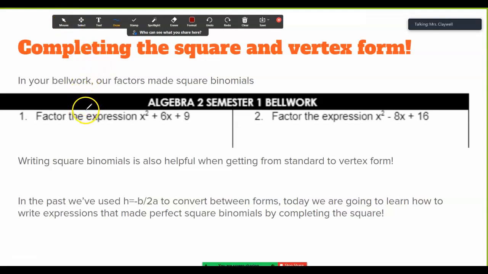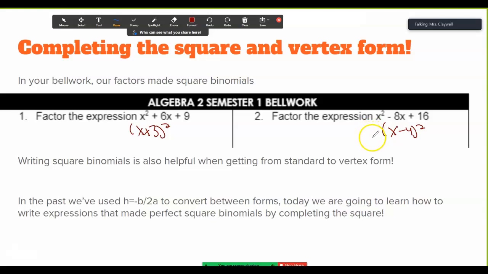So in your bell work, our factors made squared binomials. So if we factor this, it would become x plus 3 squared. This would become x minus 4 squared. So those are binomials that are squared.